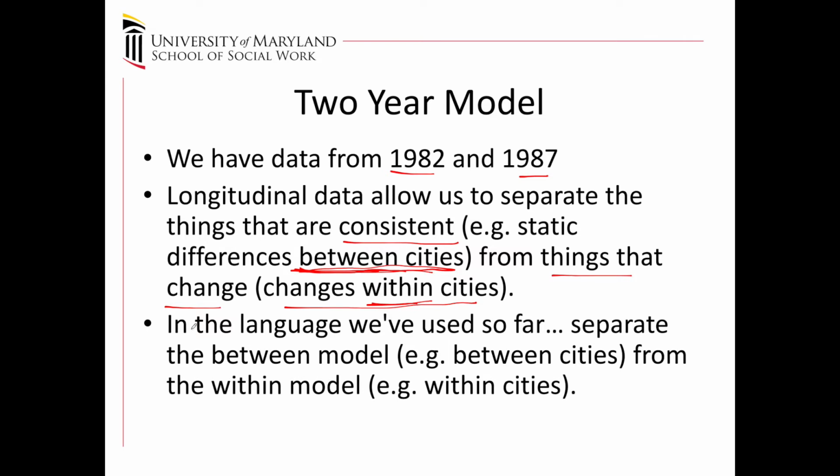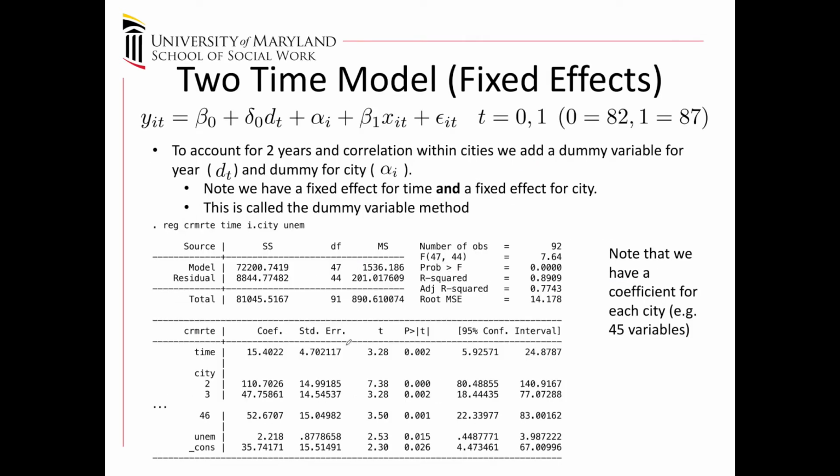And we're going to do that through several different mechanisms. So the language we've used so far is to separate the between model from the within model. And that's what fixed effects allow us to do. All right. So how would we do that? Well, one model, which is called the dummy variable method, is to create dummy variables for the within effect. And that is this coefficient here, alpha sub i.